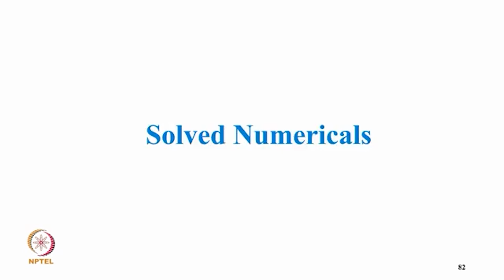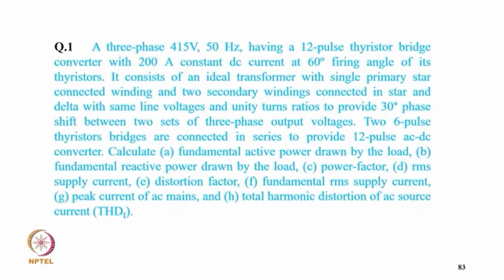Now coming to solving numerical problems. So example one is a three-phase 415 V, 50 Hz supply having a 12-pulse thyristor bridge converter with 200 ampere constant DC current at 60 degree firing angle of each thyristor. It consists of an ideal transformer with a single primary, a star connected winding, and two secondary windings connected in star and delta with the same line voltage and unity turns ratio, to provide a 30-degree phase shift between the two sets of three-phase output voltage.